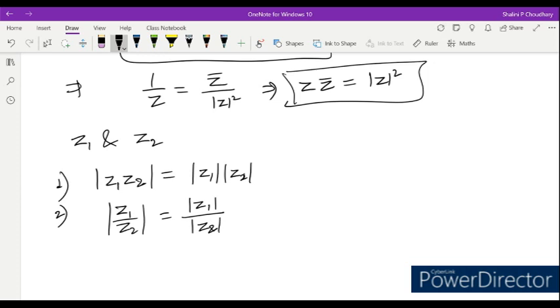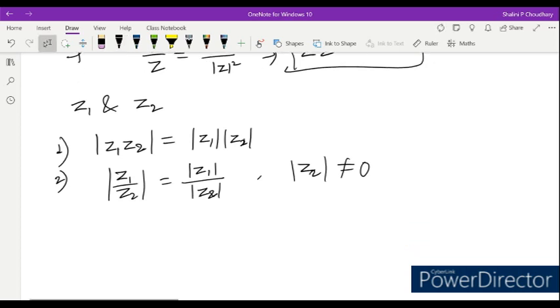Okay, but in this case modulus of z2 can't be equal to 0 because that is the denominator. If it is 0, this will be non-defined. Okay, and next, और क्या हम derive कर सकते हैं इससे?